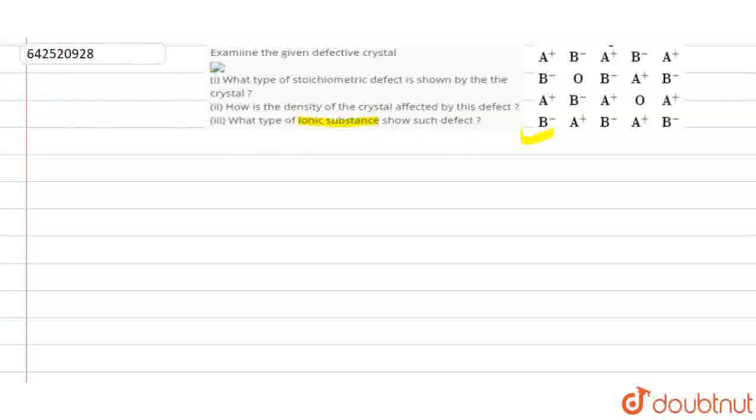So let's take one by one. Question number one. What is question number one? We have the given defective crystal here. So if we see which defect is shown by the crystal, you see here is Schottky defect shown by the crystal.